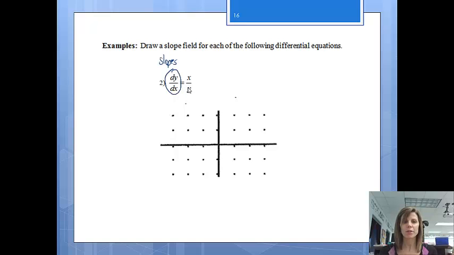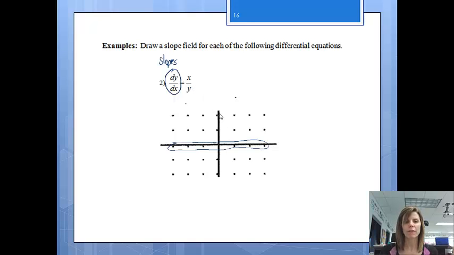The first thing that I'm going to do, though, is I know that y could never be 0 because the slope would be undefined. So whenever y equals 0, which would be all these points down here, my slope is going to be undefined. So I'm just going to circle them to remind myself that I'm not going to draw anything there because the slopes are undefined there. Okay, the next thing that I'm going to look at is my numerator. I know my slopes will equal 0 when x equals 0.